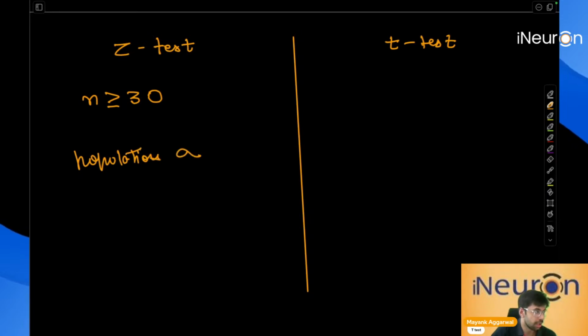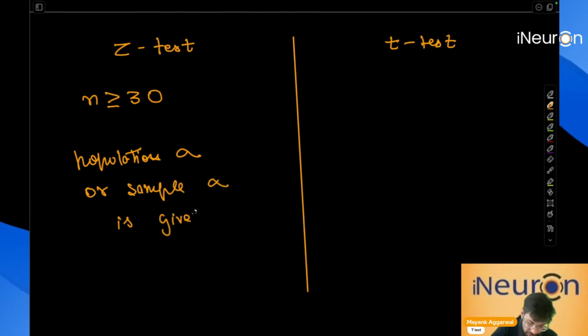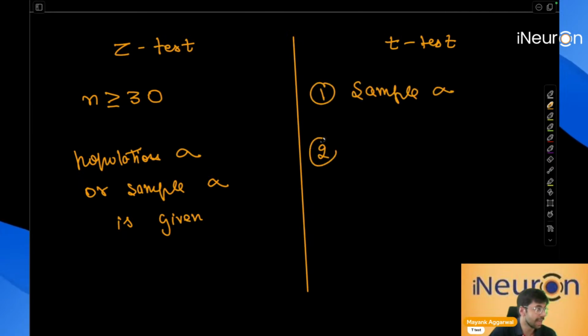and population sigma or sample sigma is given. So if the size is greater than 30, you're going to apply the z-test only. It doesn't matter if it's a population sigma or sample sigma. But when the size is less than 30, then if you have population sigma, you're going to apply the z-test only. It will be clear if we have the sample sigma and your n less than 30. So if population standard deviation is given, we are anyway going to apply the z-test only. It doesn't matter what the sample size is then.